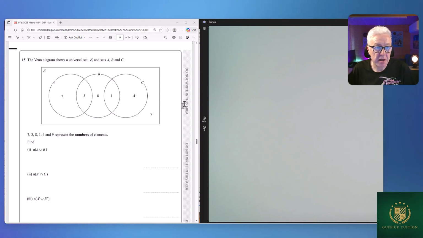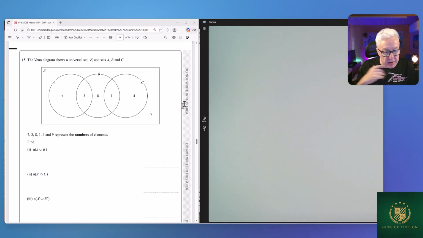So it says the Venn diagram shows a universal set and the sets A, B and C. 7, 3, 8, 1, 4 and 9 represent the numbers of elements. Okay, so notice that keyword there, numbers. Find n(A union B). When we have n there, it means the number of elements that are in A union B.